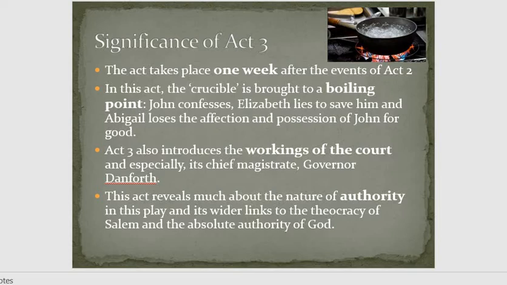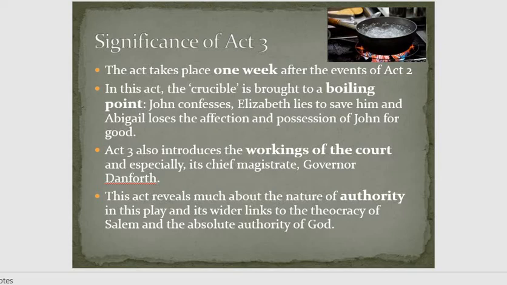So Act 3 takes place chronologically 1 week after the events that we read about in Act 2. Within Act 3, the Crucible as such is brought to a boiling point. So this pot of molten lava, drama, tension boils over. When John confesses about his affair with Abigail, Elizabeth lies to try and save him, and ultimately Abigail loses the affection and the possession of John for good. So it really marks a point where their relationship is completely over with.